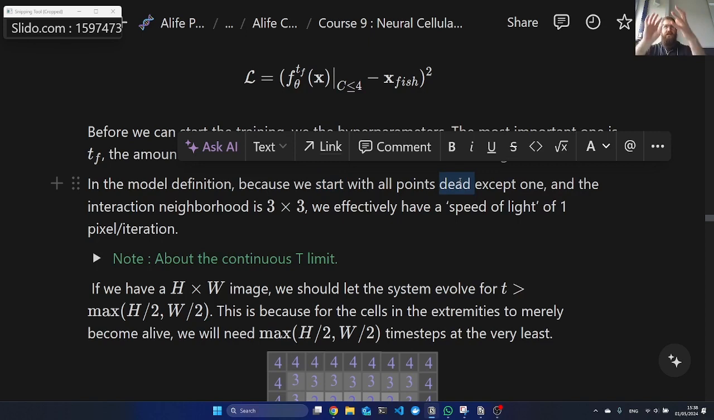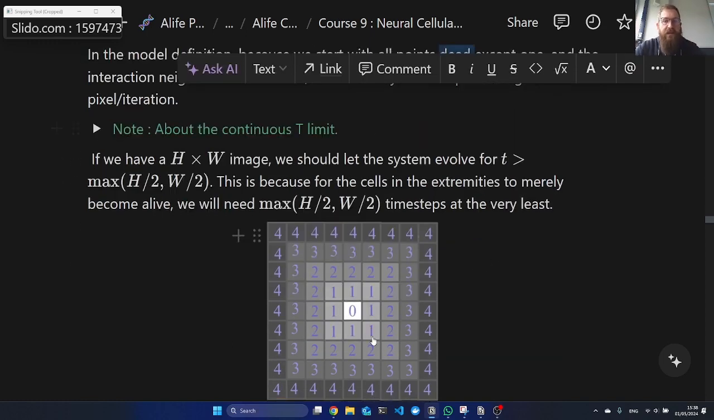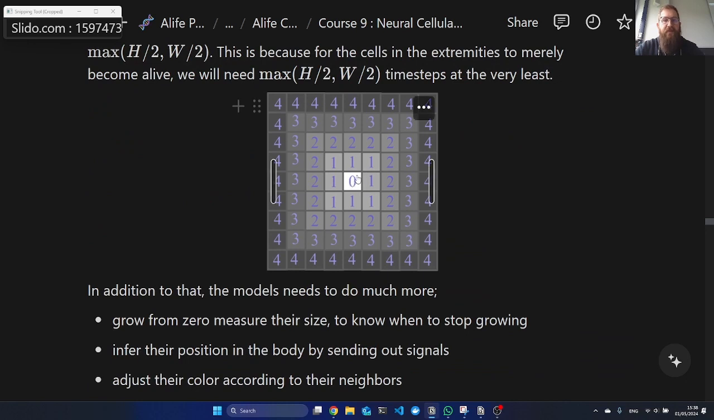It means, and also the points which are dead and surrounded by dead points, they cannot do anything. So what it means is that we need to grow from our single pixel to our final image, and this speed of growth is limited. There is some sort of maximum speed that something can move in our system, which I call the speed of light. And this is simply because, if we start with a live pixel in the middle, it will take at least one time step for these surrounding pixels to actually become alive, right?